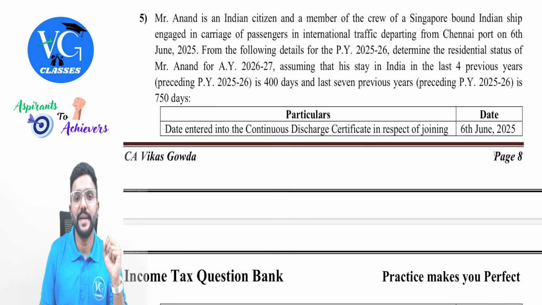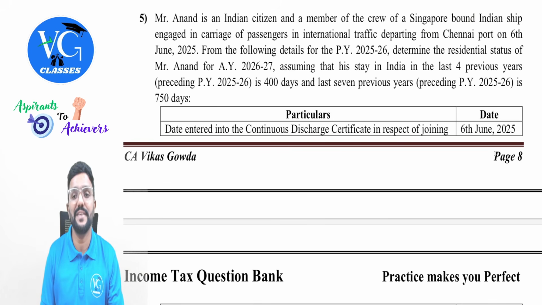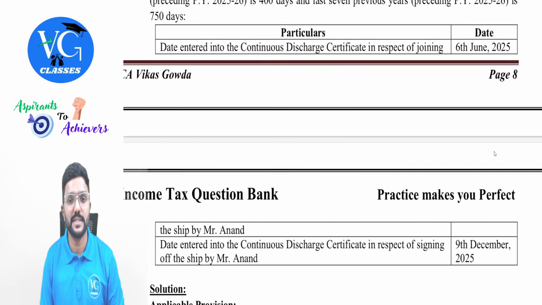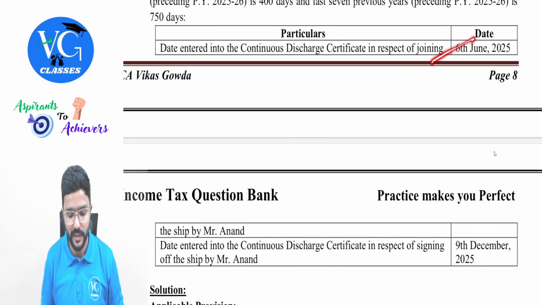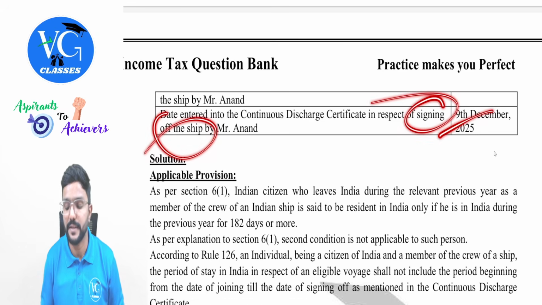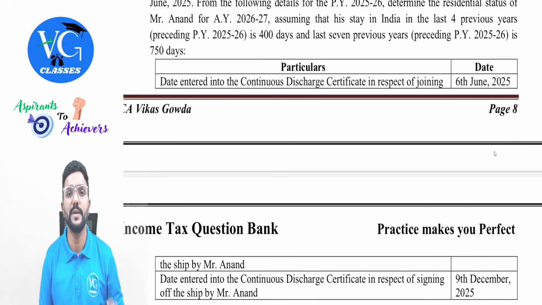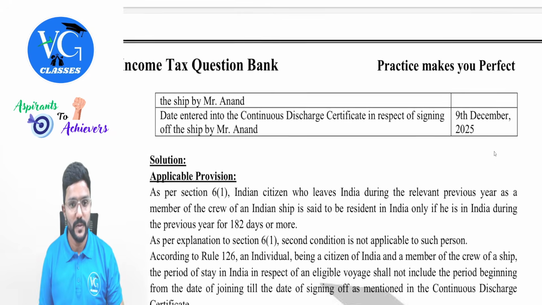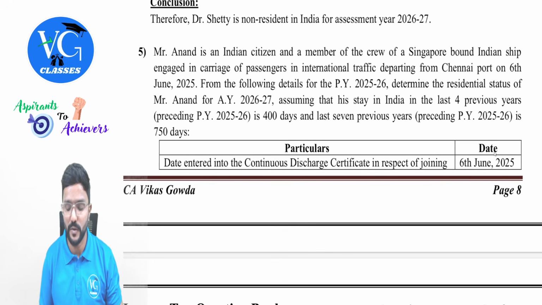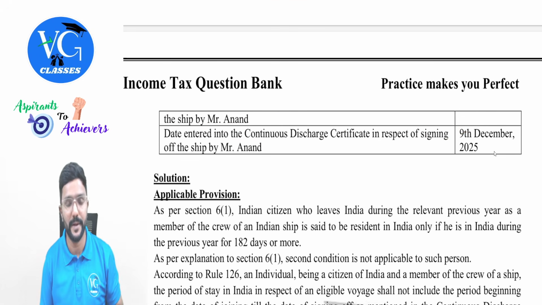From the following details for the previous year 25-26, determine the residency status of Mr. Anand for assessment year 26-27, assuming that his stay in India in the last 4 previous years preceding previous year 25-26 is 400 days, and in the last 7 previous years preceding previous year 25-26 is 750 days. The date entered into the continuous discharge certificate in respect of joining is 6th June, and in respect of signing off is 9th December. So whatever the time period in between, from 6th June to 9th December, is considered to be outside India. So we need to count it, and while counting, we need to consider both 6th June as well as 9th December to be outside India. Please be careful.